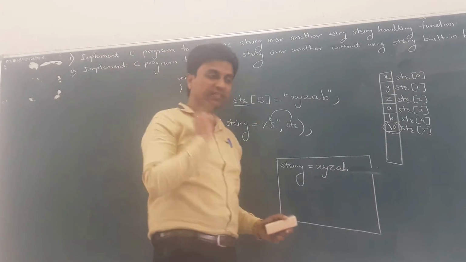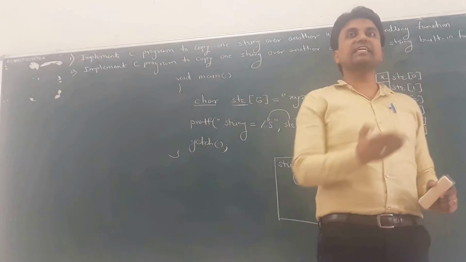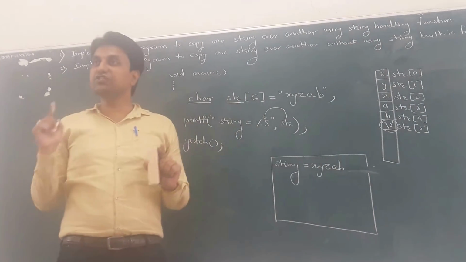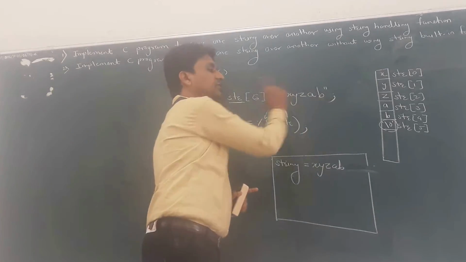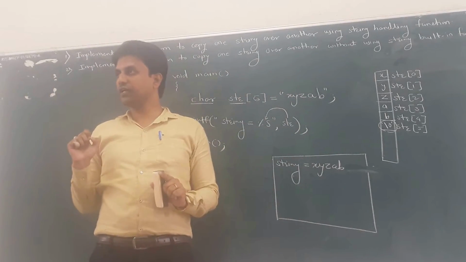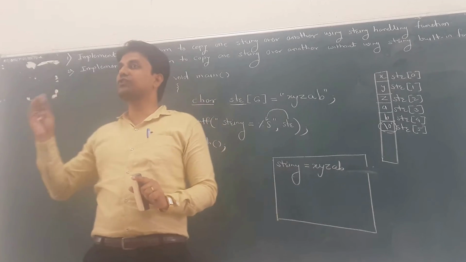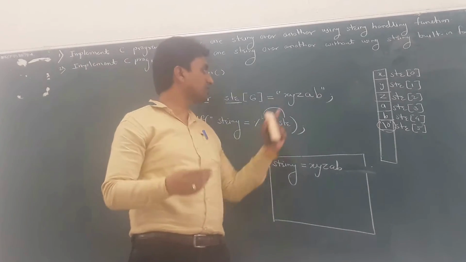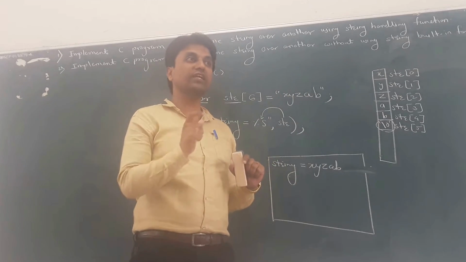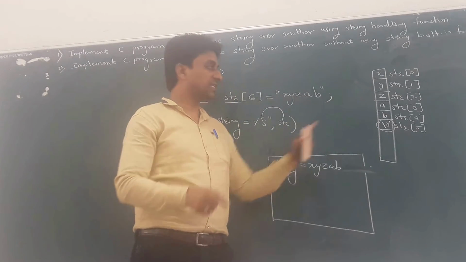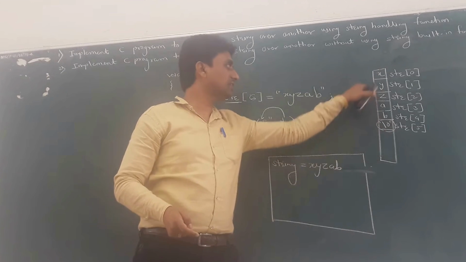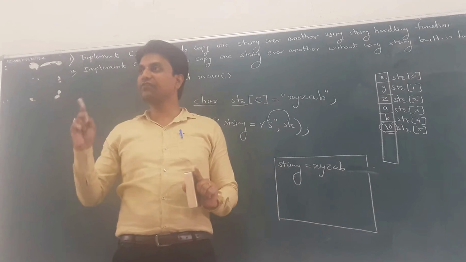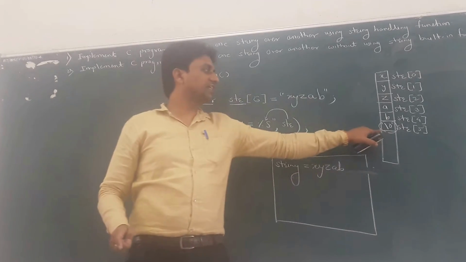But there is one thing. If you calculate the size of the string, then the string size is displayed as only 5. We can calculate it using the string length function. If we use the string length function and display the size of this string, then the size is only 5. \0 is not considered in the size of the string. Understood? It is only an indication that the string has ended.